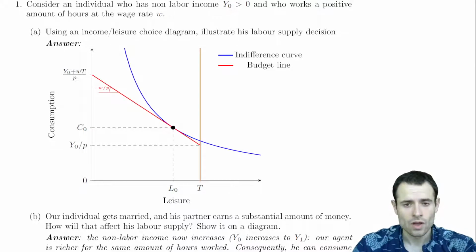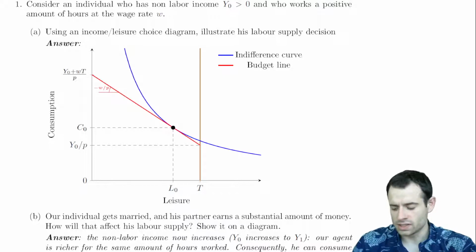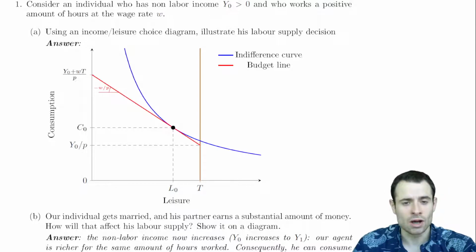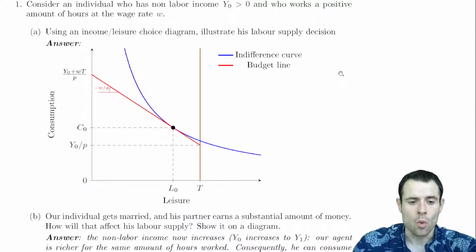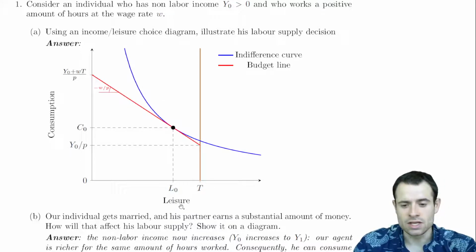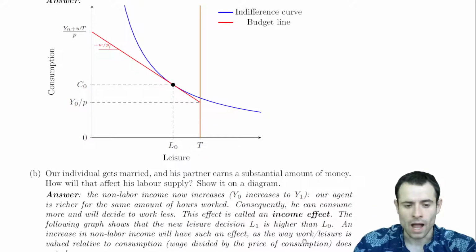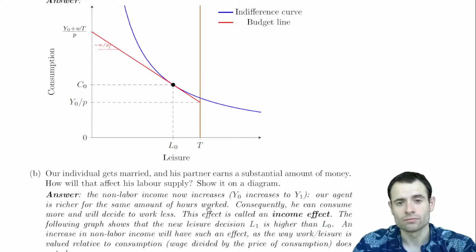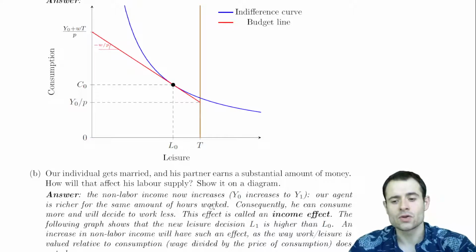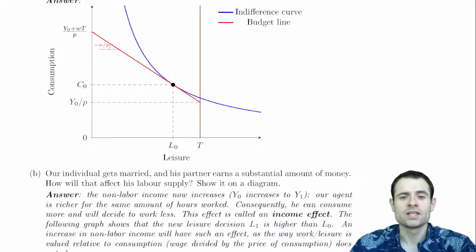So now, for our individual, the wage rate hasn't changed. Our individual is still paid the same per hour. However, he's going to benefit from a higher non-labor income coming from his partner. So Y0 could, say, increase to Y1. Our agent then is richer for the same amount of hours worked. So there is going to be an income effect that is going to make our individual work less.